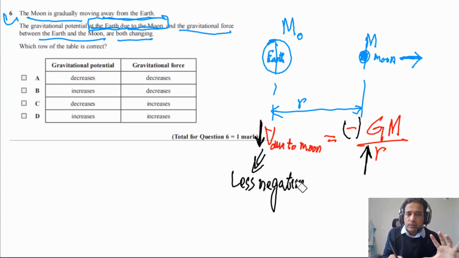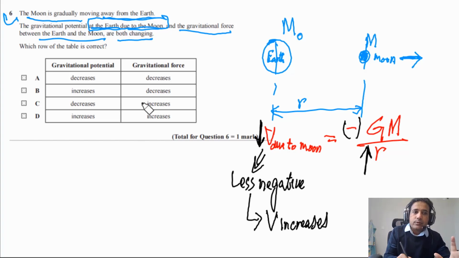Most of the time students are a bit confused with these negative signs. So it becomes less negative, and if it becomes less negative, it means the value of V increases. So the potential has to increase. So this option is not possible, and this option is also not possible. So the answer is B or D.